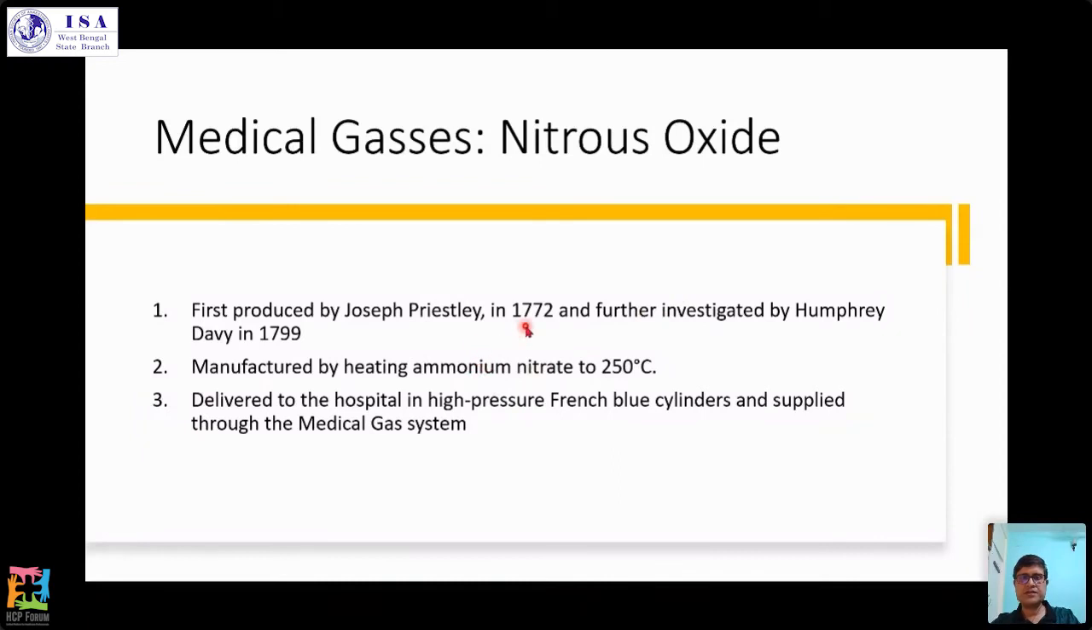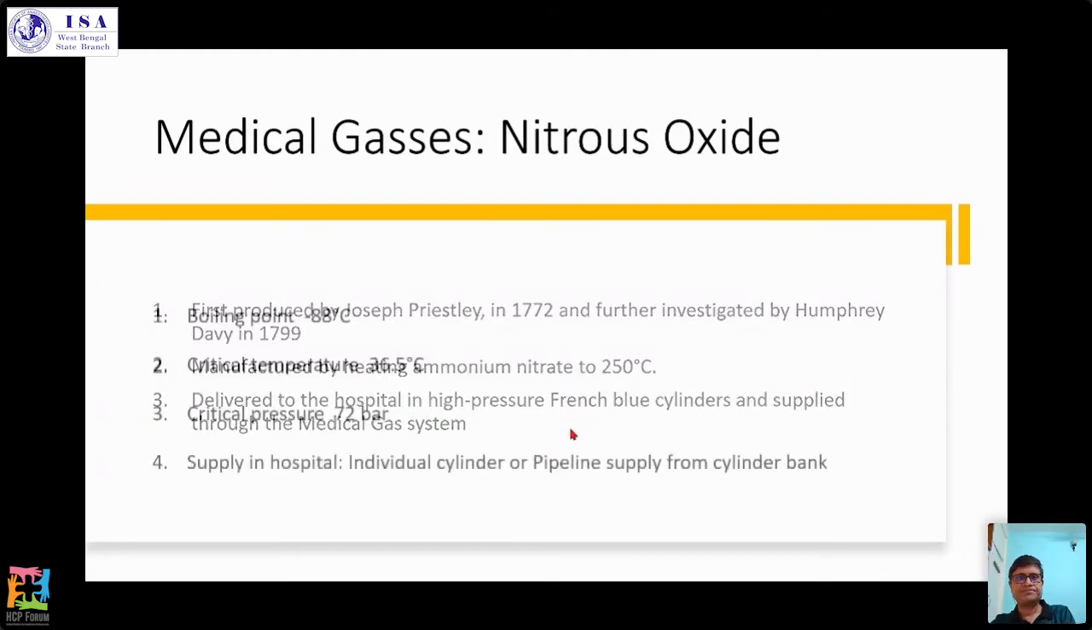First produced by Joseph Priestley in 1772, investigated further by Humphry Davy. It is manufactured by heating ammonium nitrate to 250 degrees centigrade. It produces a lot of impurities, and the temperature has to be precisely maintained. And they're delivered to the hospital in high pressure French proof cylinders and supplied through the medical gas system.